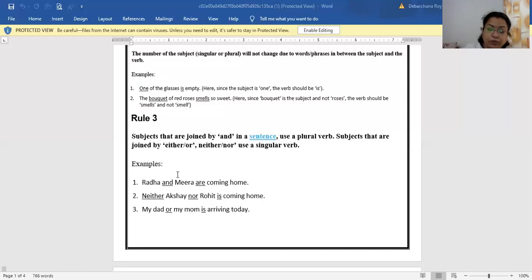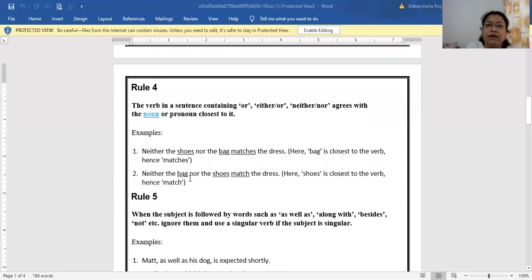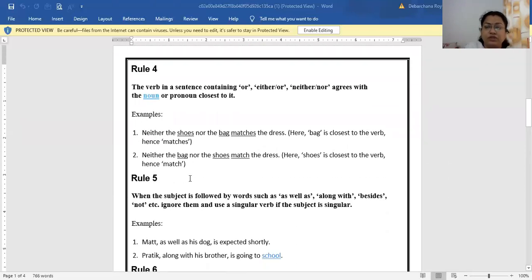So where to put what? The rules are there and we have to keep them in mind. My dad or my mom is arriving today. वो confirm नहीं है. Right? Till here we did. That was a recapitulation.